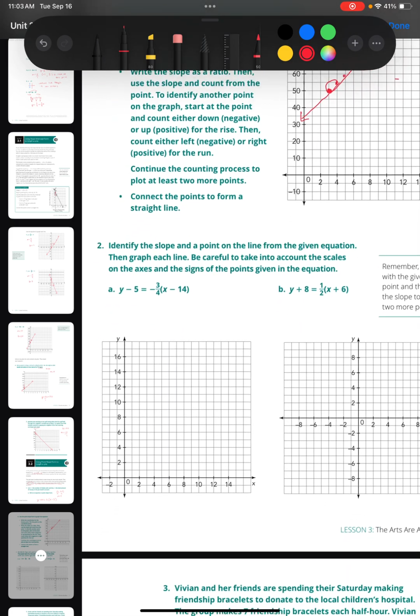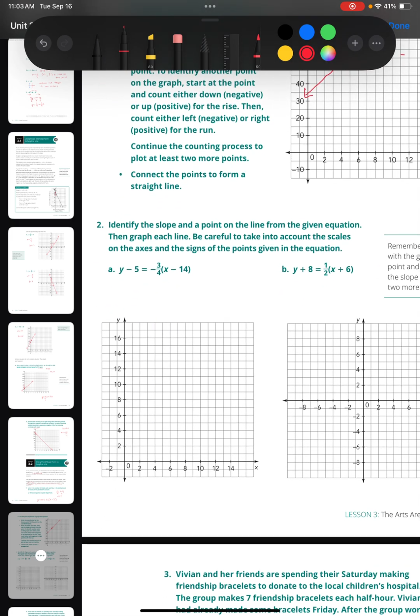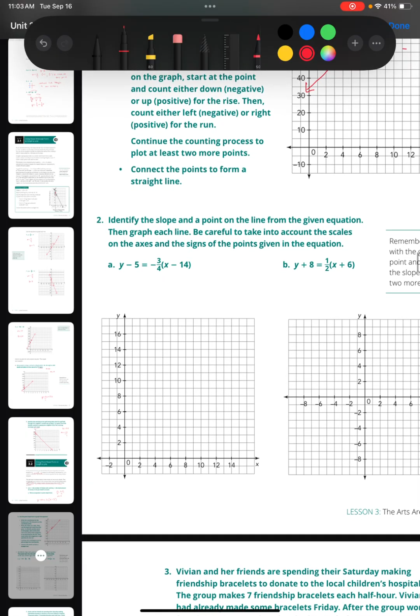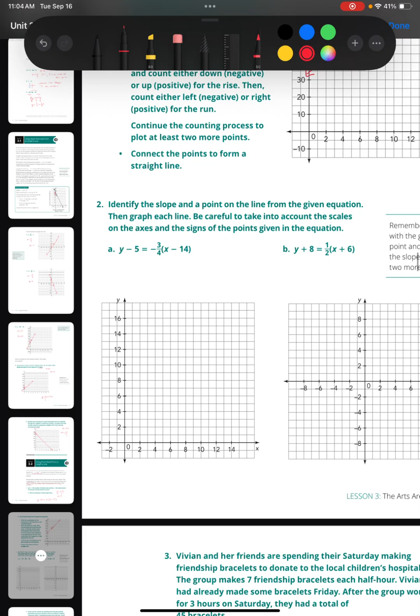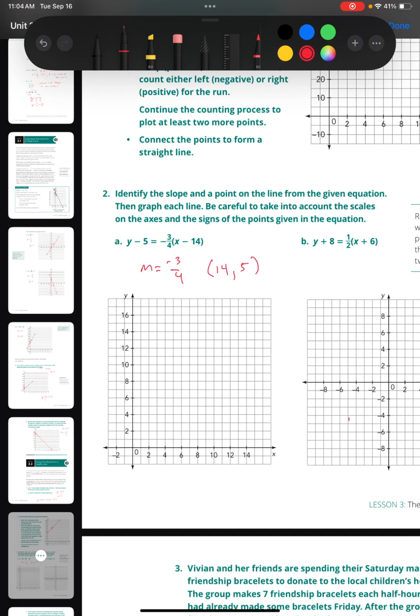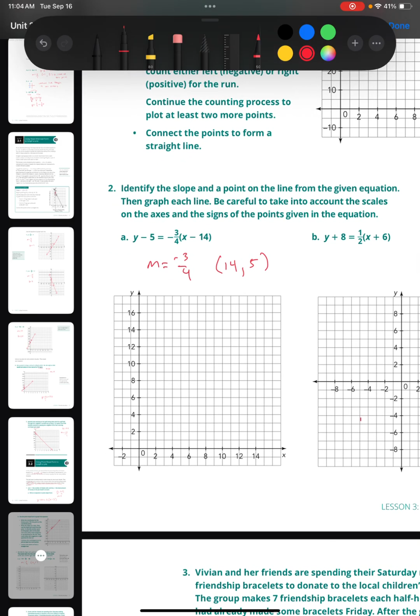All right, more examples, similar. Now we're just being straight up given the equation, so that's what we're going to use to graph. For A, we got a slope of negative 3/4, and a point of x is 14, y is 5. Because remember from point slope form, if it's minus in the equation, that means it was positive in the point. So 14, 5, if we plot that point, would be here. And then our slope's negative 3/4. This grid is counting by 1s. So we're going to go down, since it's negative, 2, 3, and then right 4. 1, 2, 3, 4.